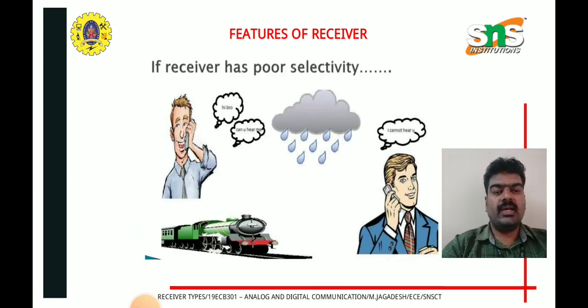So, what is selectivity? From this picture, we can see an example. One person at one end is calling to his friend, "Hi, bro, can you hear me?" Because of some disturbances like the vehicle, here shown as a train, and also the rainy season, the other person can hear only "I cannot hear you." I mean the transmitted signal is not received properly at the receiver end. So this is called selectivity. That means how well the signal is received at the receiver end is called selectivity.